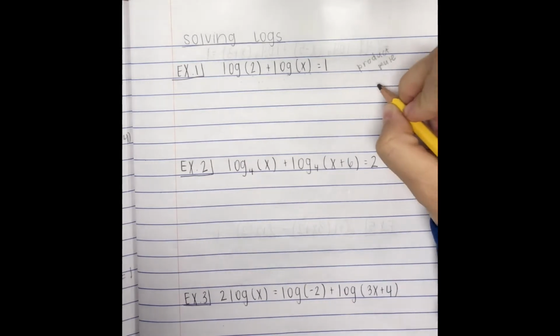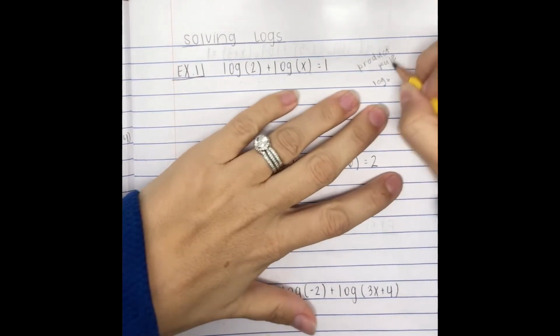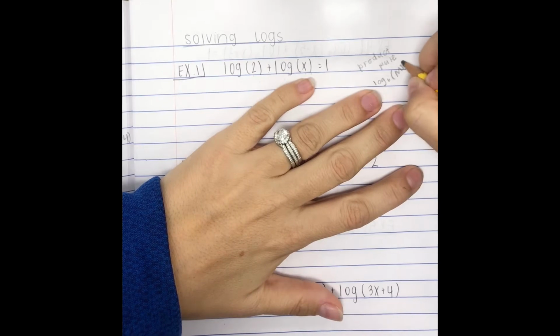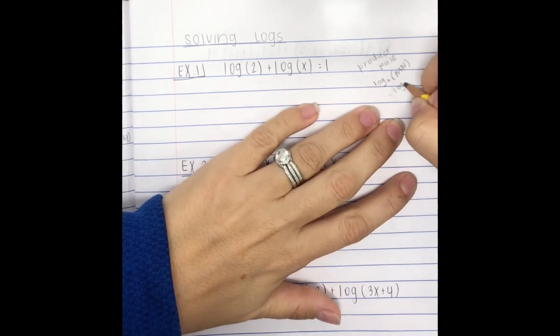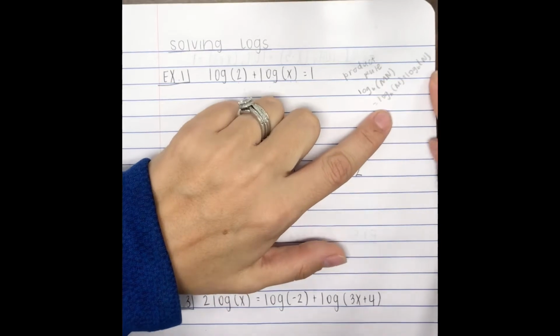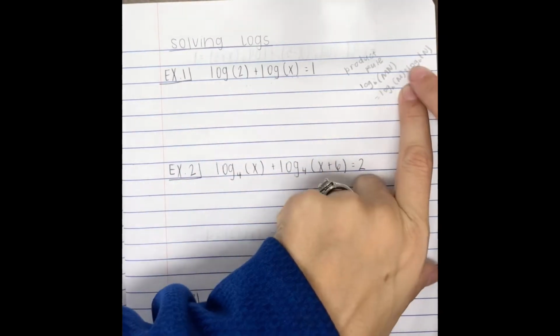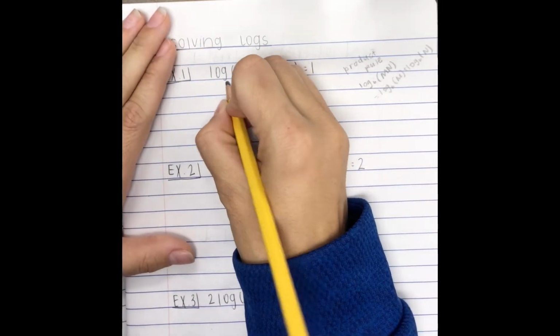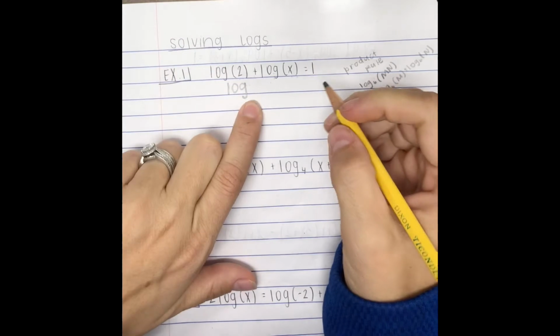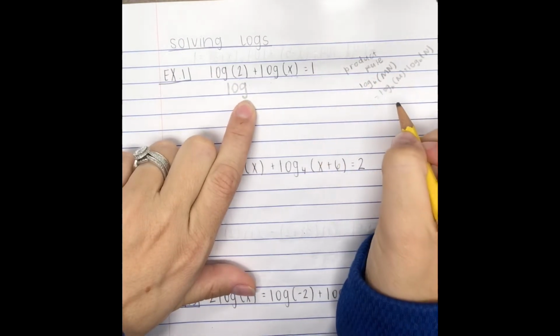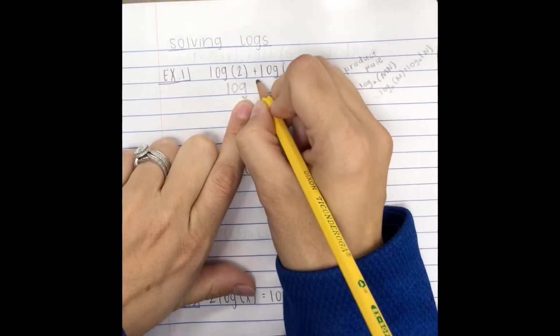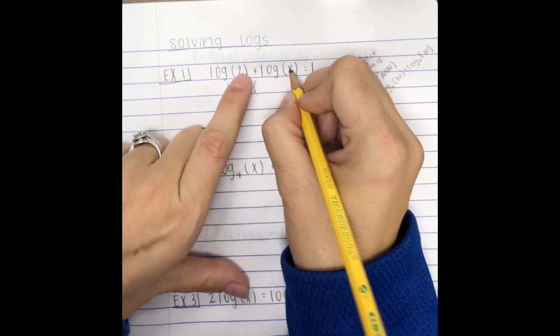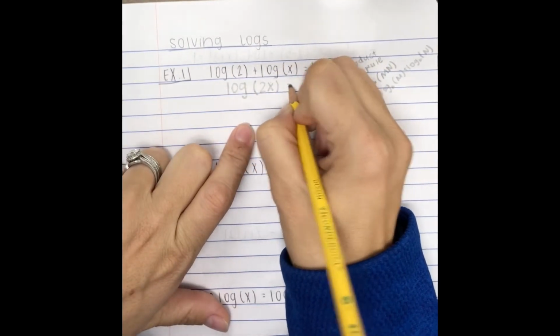So rather than having log base b of m times n equaling log base b of m plus log base b of n, okay, this was our rule. We now have this, and we're going to go to this. Okay, so we're going to keep our common log, our log base 10. We don't have to put the base of 10 when it's base 10. So log of, and then we're going to multiply these two things. 2 times x is 2x equals 1.